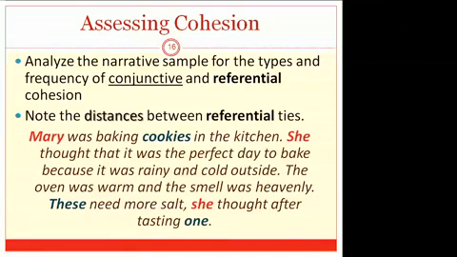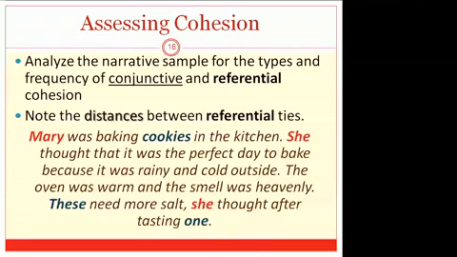the storyteller refers back to Mary again in the very last sentence of this narrative by again using the pronoun she. This second use of the she pronoun, however, is quite far removed from the naming of Mary in the very first sentence. So we would say that that second referential tie is distant from its referent.